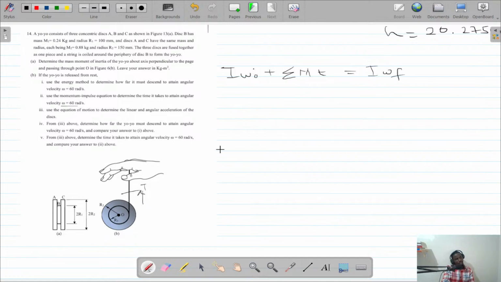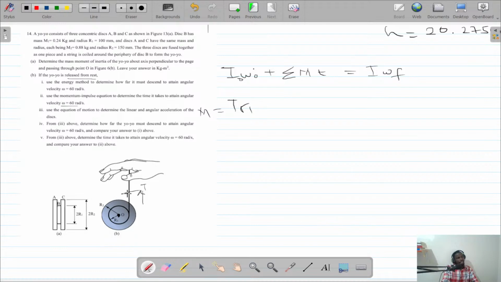So we're going to take moments at the center. At the center, the weight of the whole item, which is at the center of mass, wouldn't come in. So I is just I_O, which we found earlier. The body was released from rest, that is the initial condition. So the moment at the center is just T times r1.